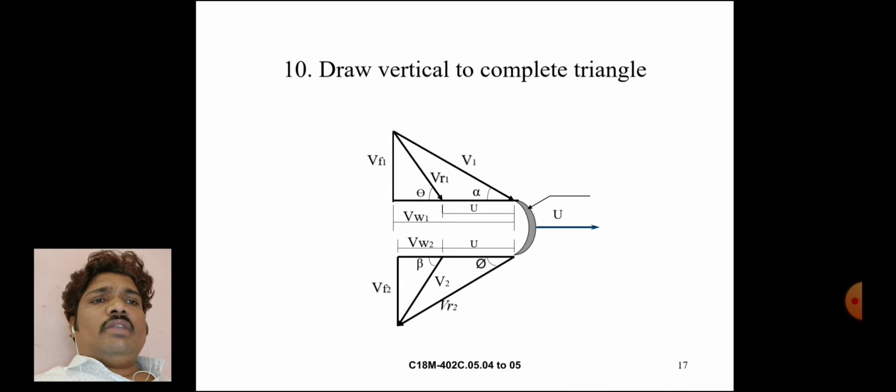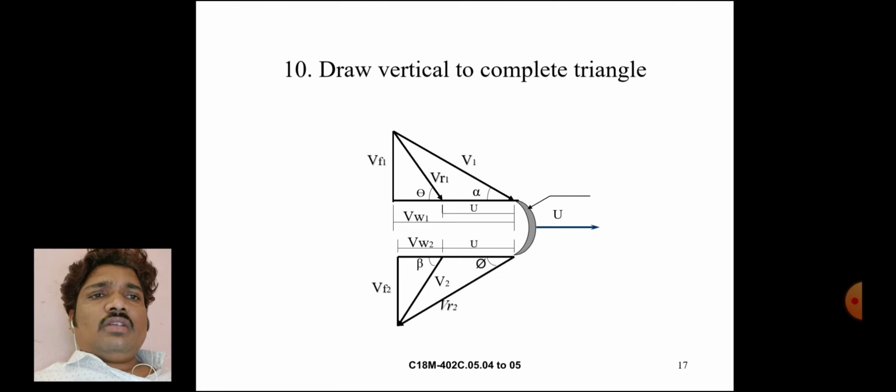U is the blade velocity. To complete the triangle, draw the vertical. In this figure, V1 is the same steam inlet velocity. VR1 is the steam inlet relative velocity. VF1 is the steam inlet flow velocity. The angle is phi.